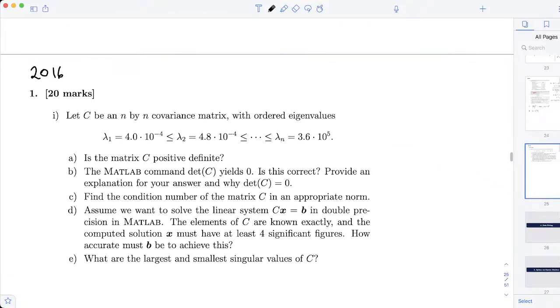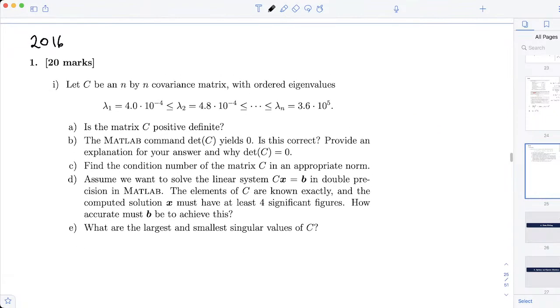Okay, last question for this chunk that we're going to go through, 2016 question 1. So we have C, an n by n covariance matrix. Actually, that's the first question: is the matrix C positive definite?